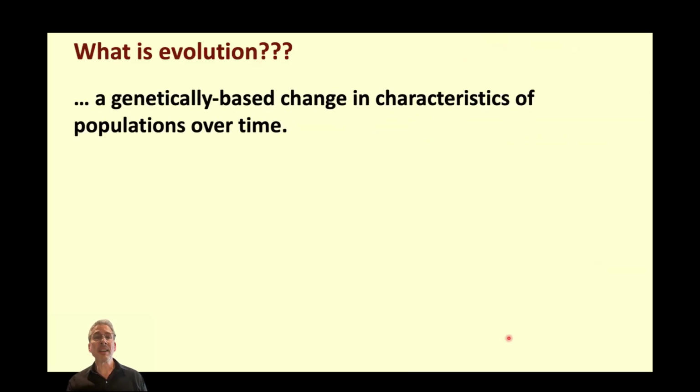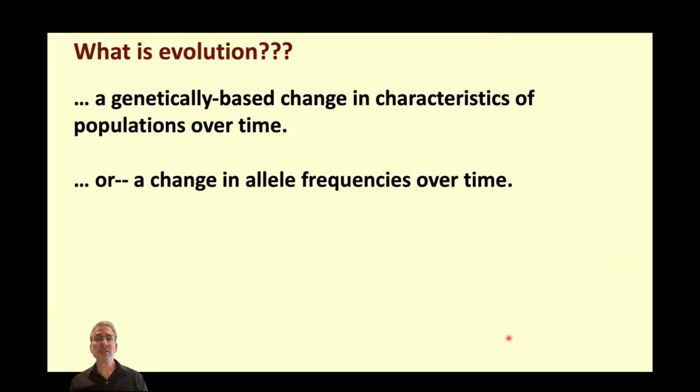So what is evolution? Well, at the most basic level, we can think about evolution as a heritable or a genetically based change in the characteristics of populations over time, or simply a change in allele frequencies over time, meaning generation after generation after generation. So keep in mind, of course, these types of changes can lead to larger scale changes, such as the formation of new species. And that'll be the subject of a separate video.